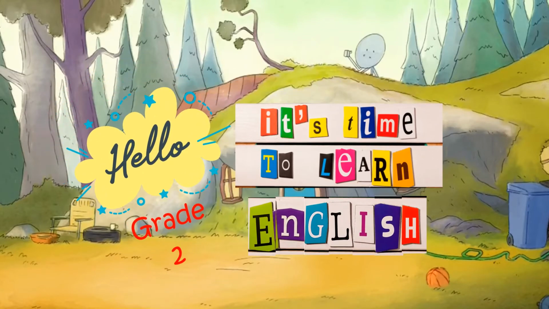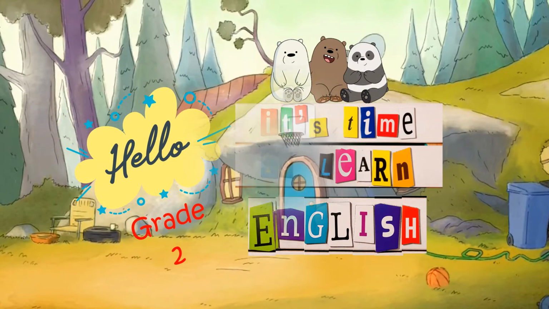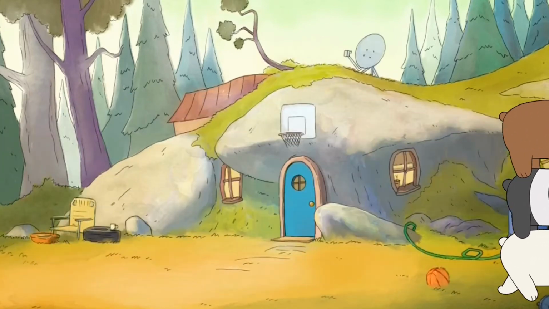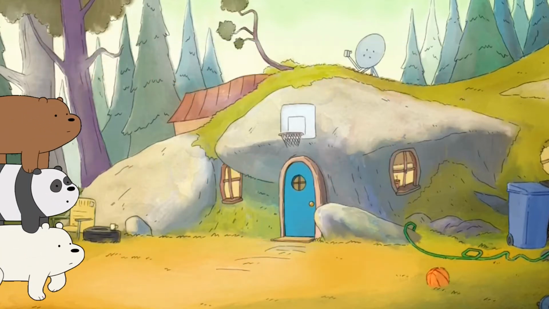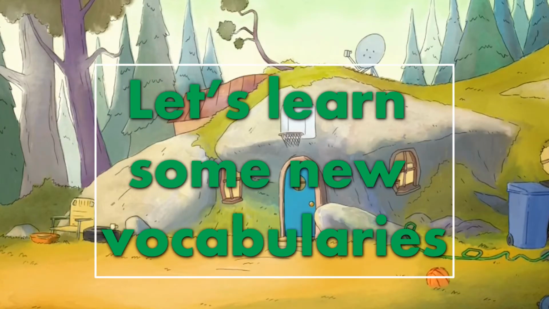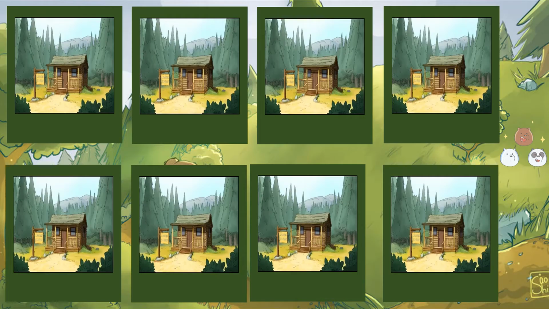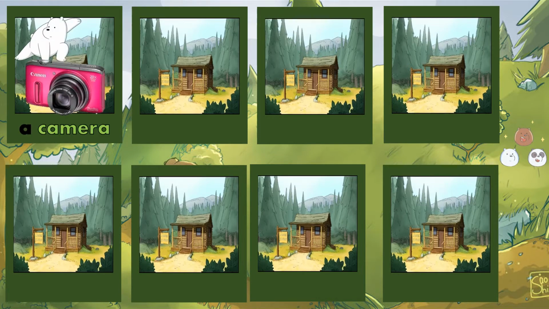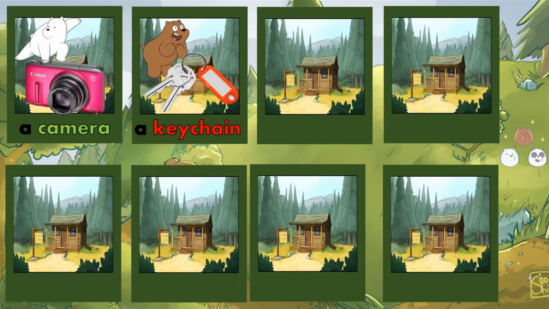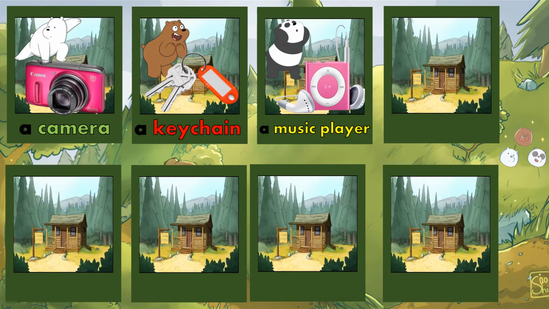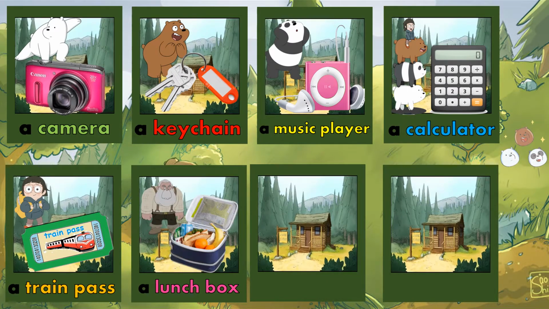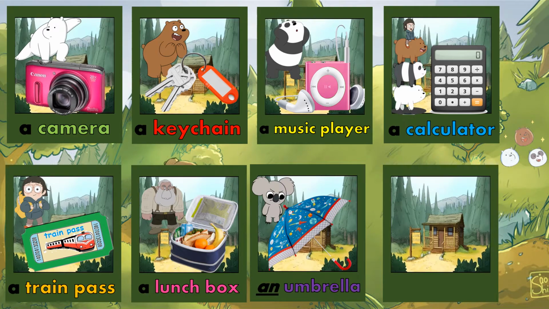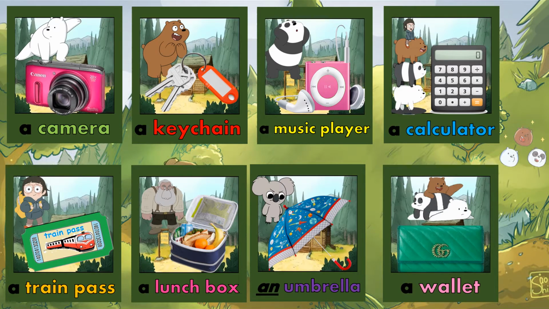Hello, Grade 2. It's time to learn English. What else do we have in our bags? Let's learn some new vocabularies. These are the examples of things that we put inside our bags. A camera, a keychain, a music player, a calculator, a train pass, a lunchbox, an umbrella, a wallet.